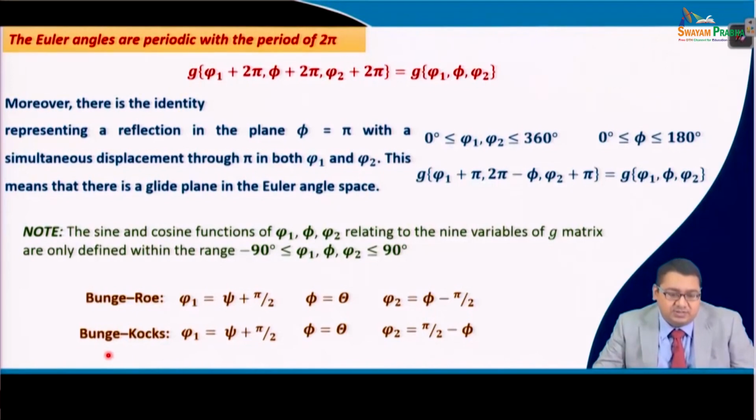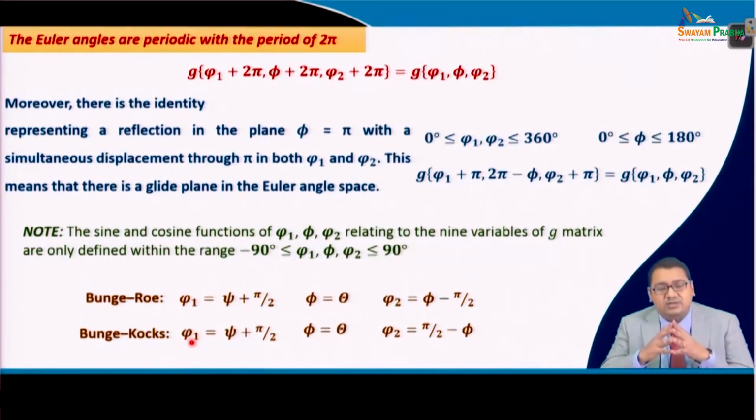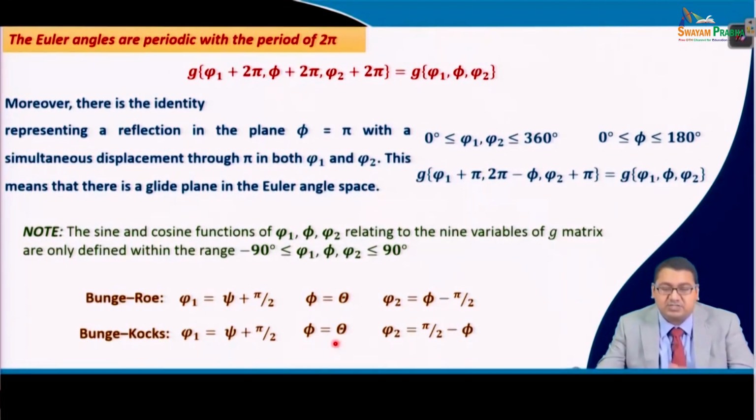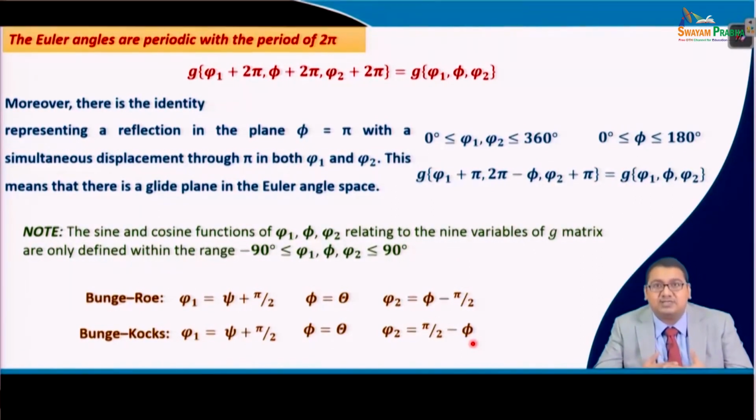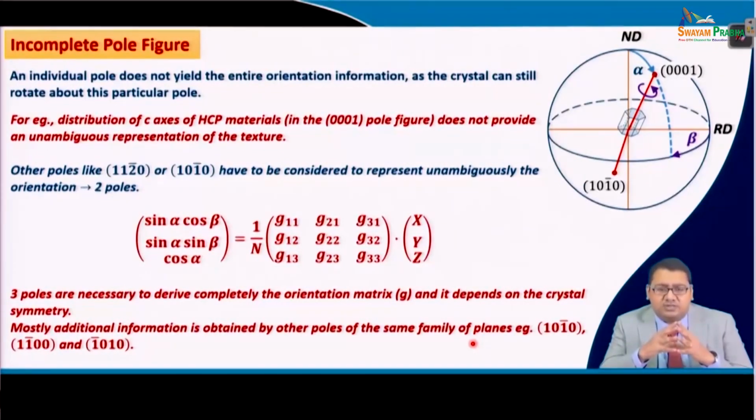In the case of Bungé and Cox notation, the phi 1 of Bungé is equal to phi, the first rotation, plus pi by 2, that is 90 degrees. The second rotation, phi of Bungé, is equal to capital phi for Cox, and the third rotation, phi 2 of Bungé, is equal to pi by 2 minus phi for Cox. So, there is a subtle difference between all these rotations, but we all follow Bungé's notation, which is naturally accepted in the texture community. So, that is all about the Euler space related to fibre and its periodicity.